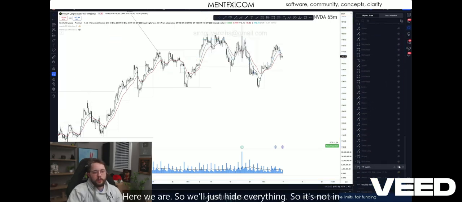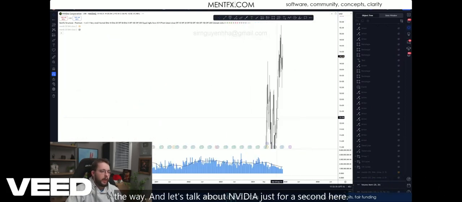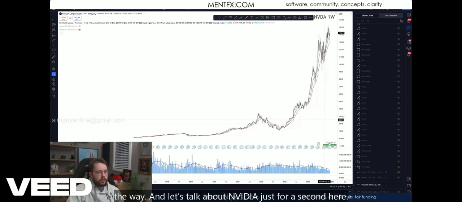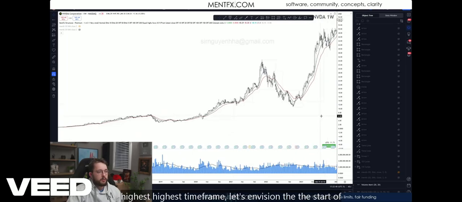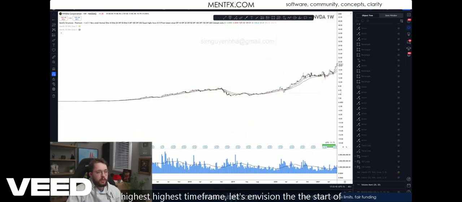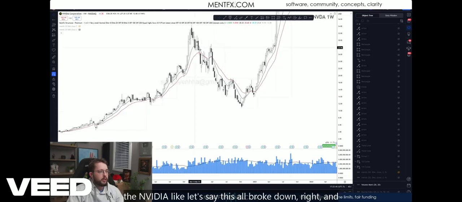Here we are. So we'll just hide everything so it's not in the way. And let's talk about NVIDIA just for a second here. So on the weekly, which is basically my context, my highest time frame, let's envision the start of the NVIDIA. Let's say this all broke down, and then price started maybe making a stage 1 here.